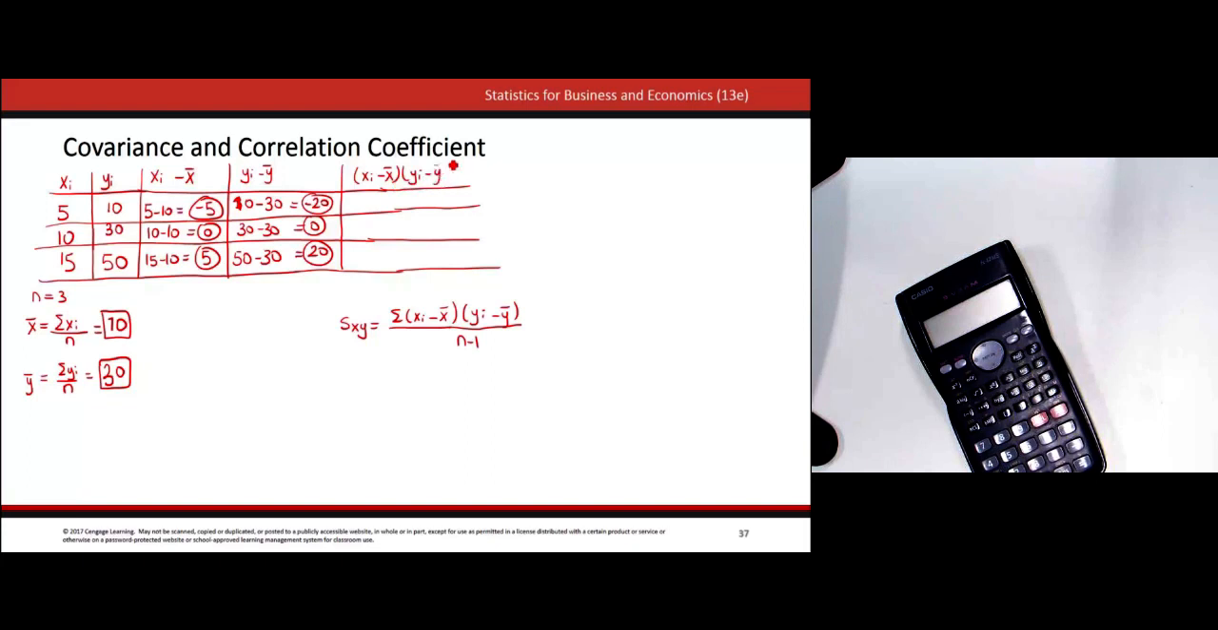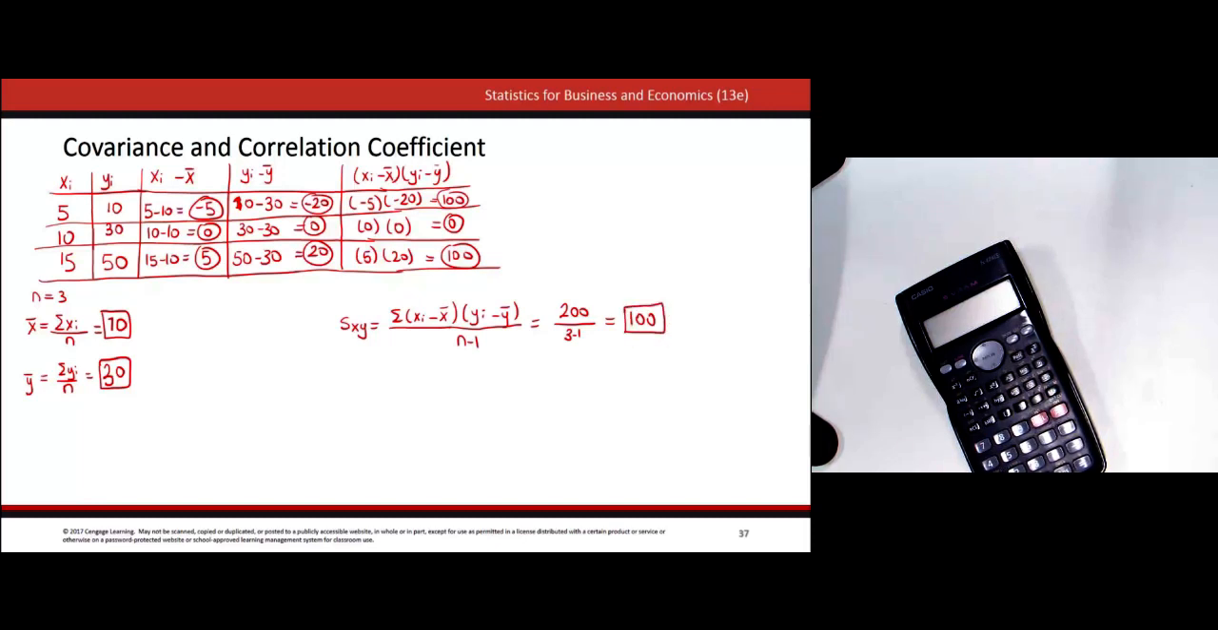So now we multiply these: xi minus x bar times yi minus y bar. Negative 5 times negative 20 is positive 100. Zero times 0 is 0. 5 times 20 is 100. Now what do we need to do? We have the summation here, so we add these up, which is 200. n is 3, so 200 divided by 2 is 100. This is the covariance.